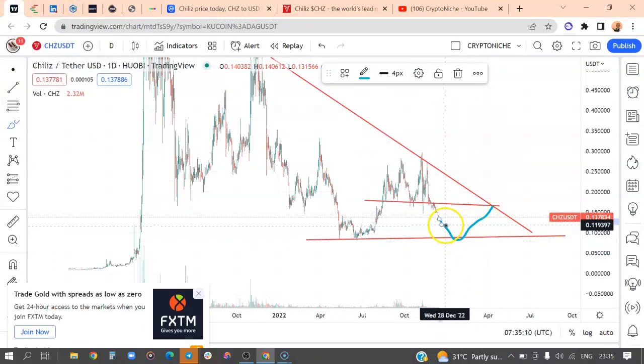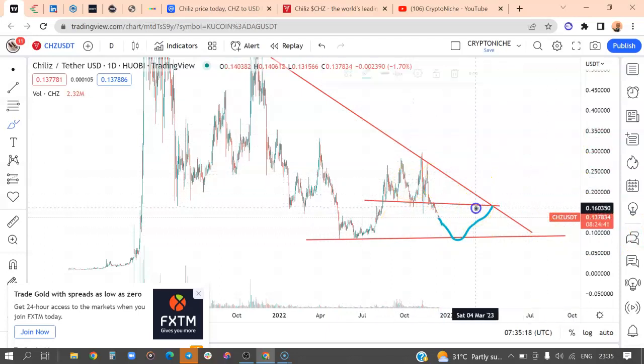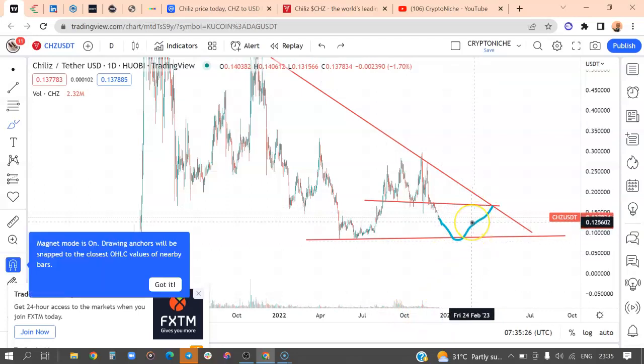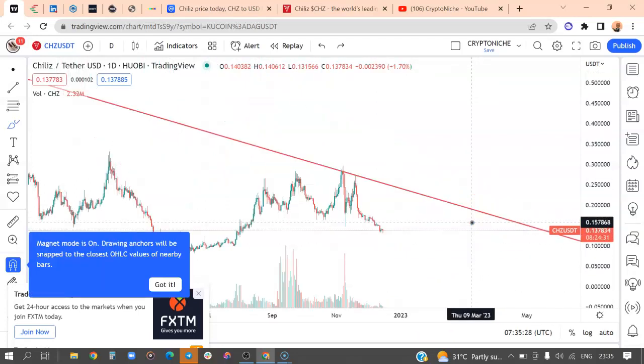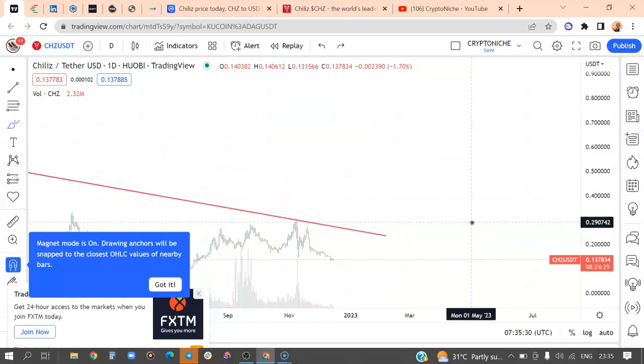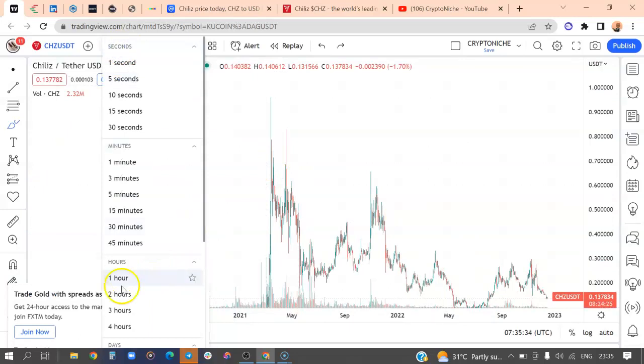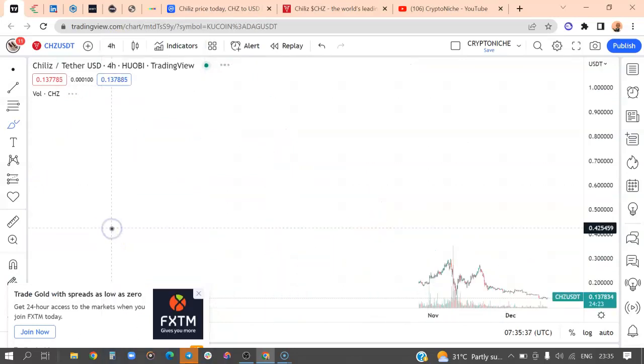So now, how do you trade Chiliz? That's the question on the shorter time frame. So I'm going to delete all of this now. I think you have a broader perspective of the chart. So I'm going to delete this, press Control Z to remove all of this, and switch back to the 4 hours time frame.